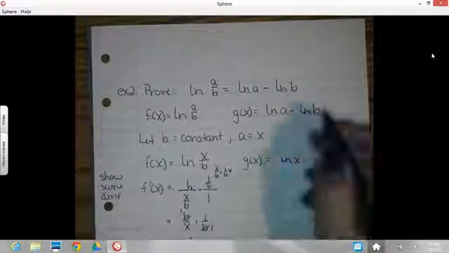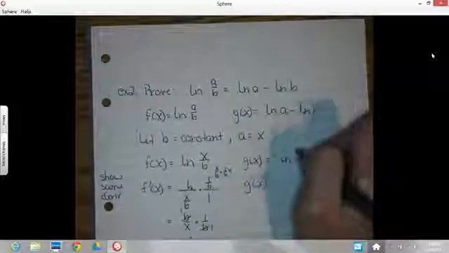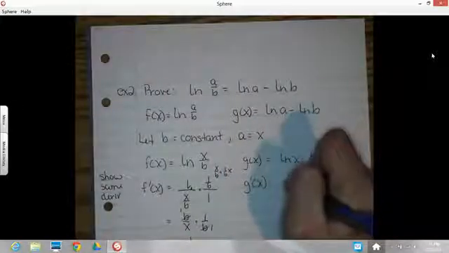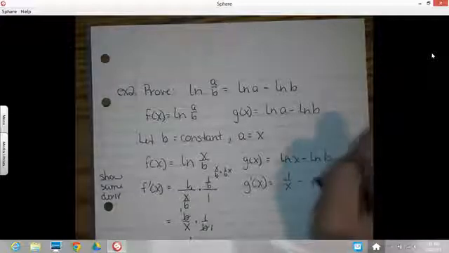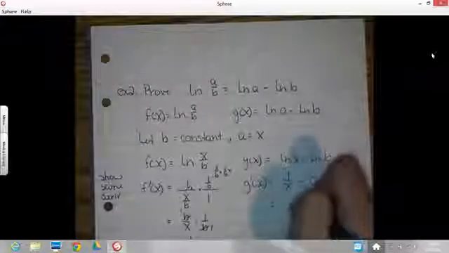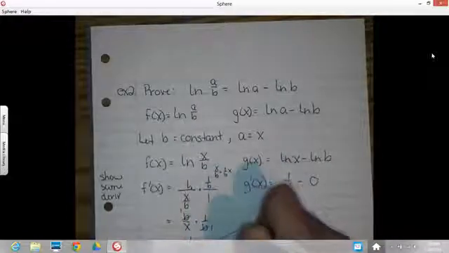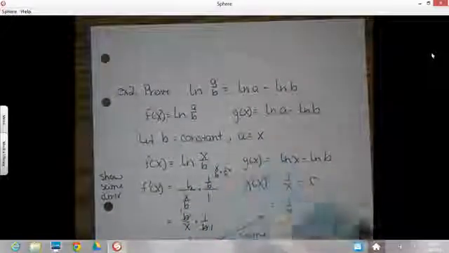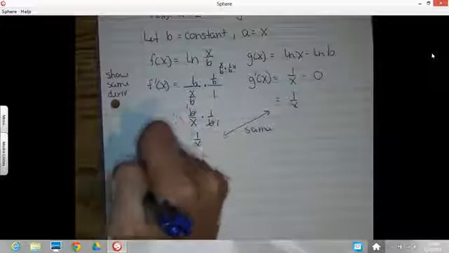Over on this side, derivative of natural log of x is 1 over x. Derivative of a constant, remember b is like a 2, natural log of 2, there's no x there, that goes to 0. Okay, they have the same derivative. We're halfway there. Now we have to show that they share a point.